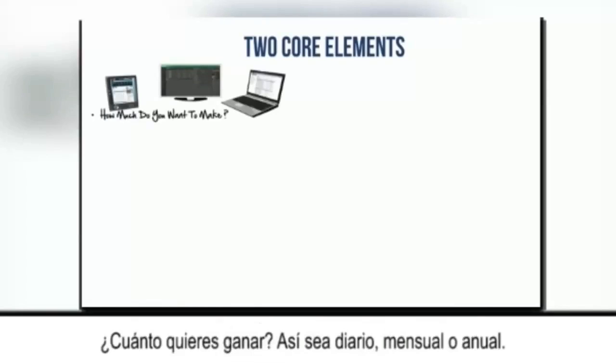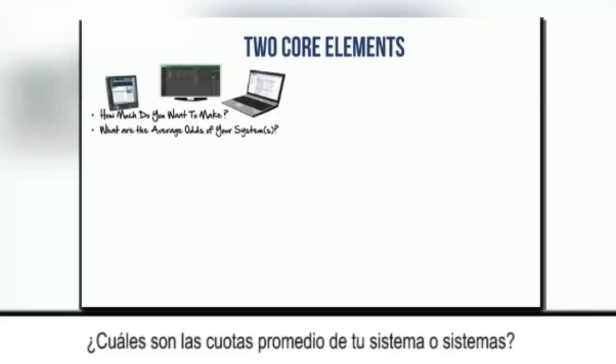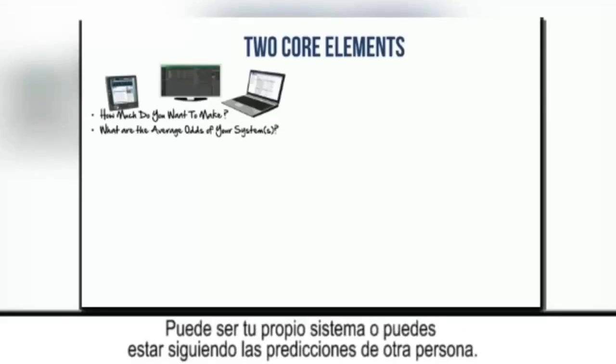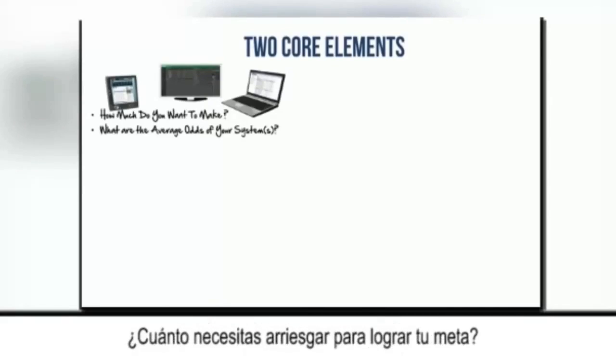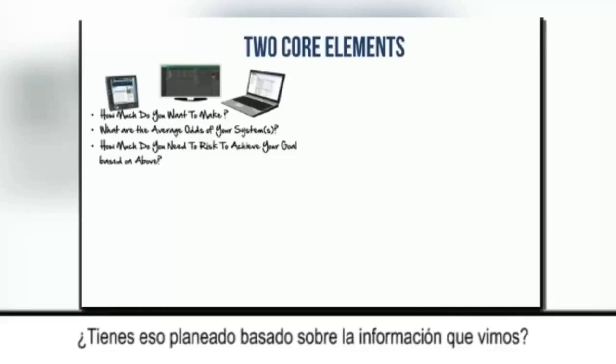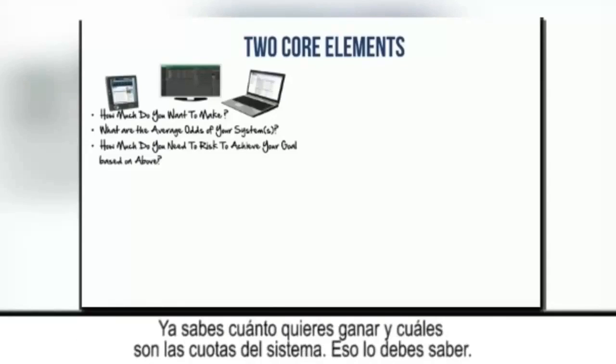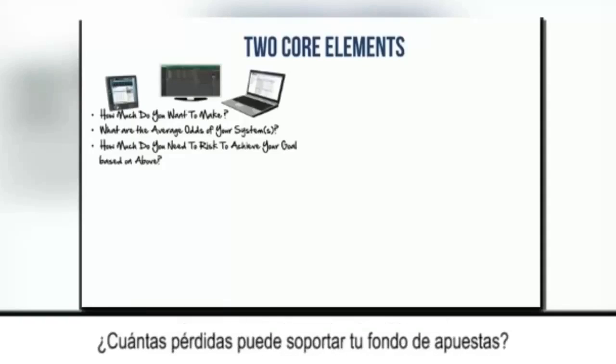How much do you want to make, whether it be daily or monthly or yearly? What are the average odds of your system or systems? It could be your system yourself, or you could be following someone else's picks. How much do you need to risk to achieve your goal? Have you got that planned out based on the information that we've just looked at? You know, how much do you want to make, and what are the system's odds? You should know this. How many losses can your bankroll sustain?